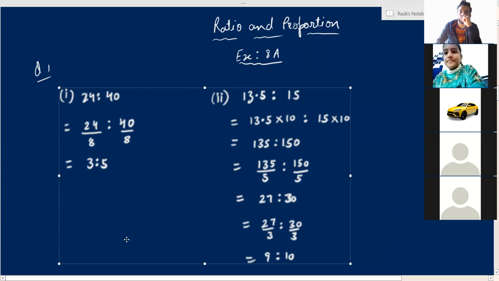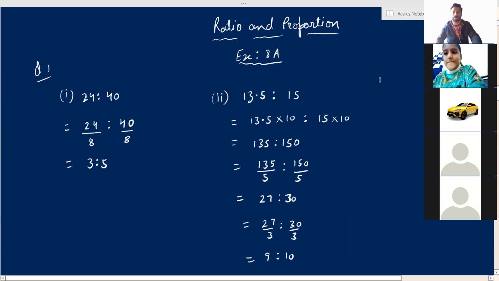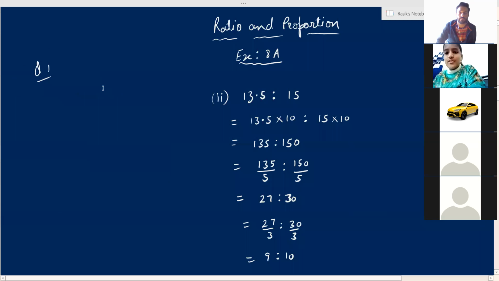Sir, can we do the third question by ourselves? Yes, let's start with the third part. Sir, first we take the LCM of the denominators. Correct. And after that, I did 40 and 45, and my answer came. Okay, but how to write it? Let's see how to write. LCM of 3 and 2 is 6.